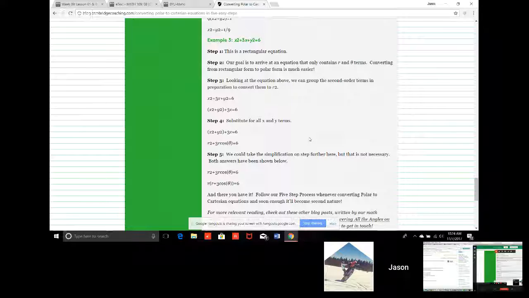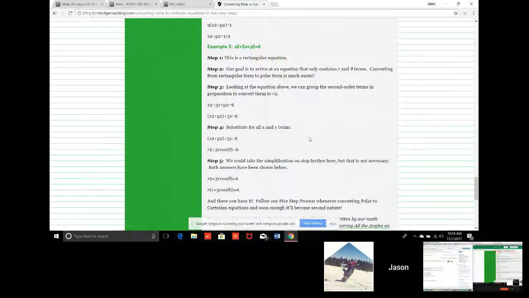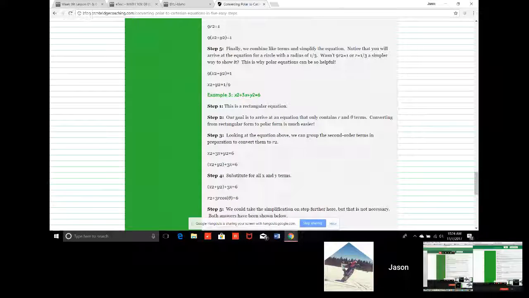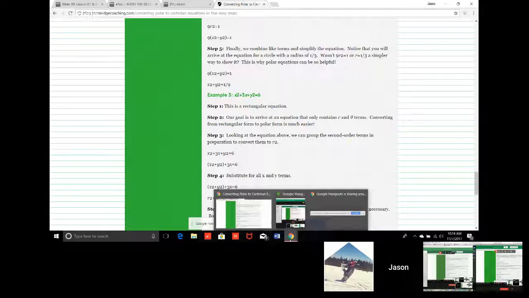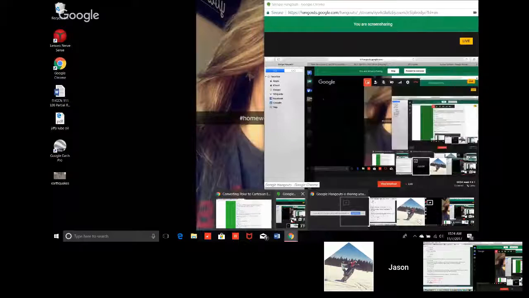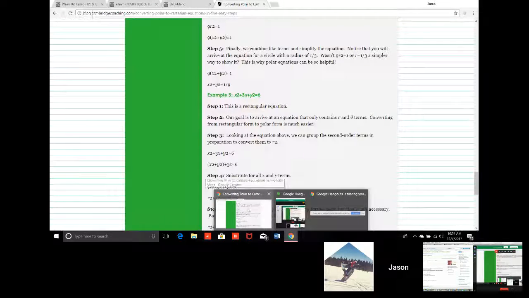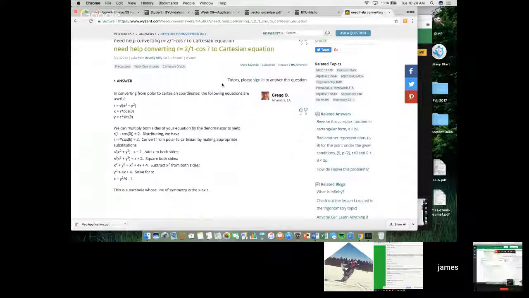So what he does, if there's an x squared plus y squared, he changes it to an r squared. But if there's just an x, then it's r cosine theta. Or if there's just a y, then it's the other one, r sine theta. And then he combines like terms. Do you still need this up, Chris? No, you're good. Okay, I'm going to stop screen sharing.